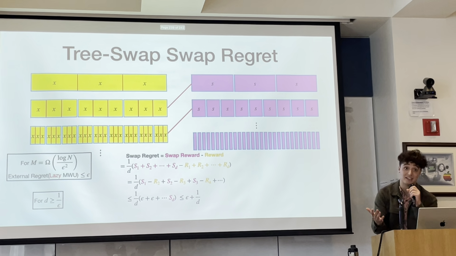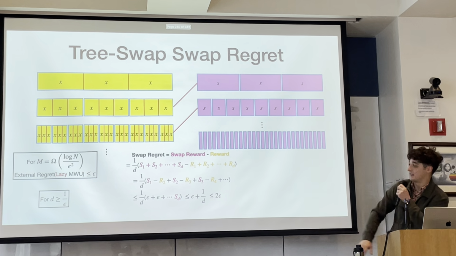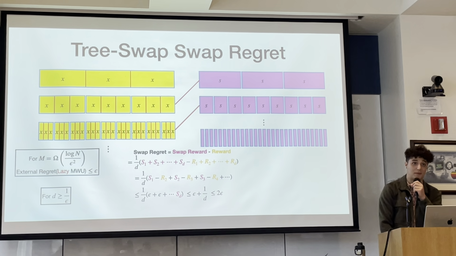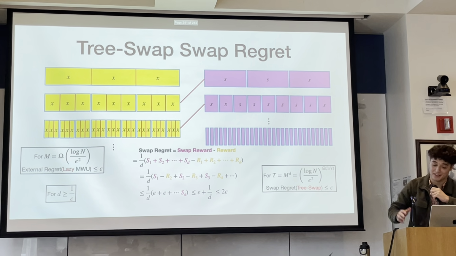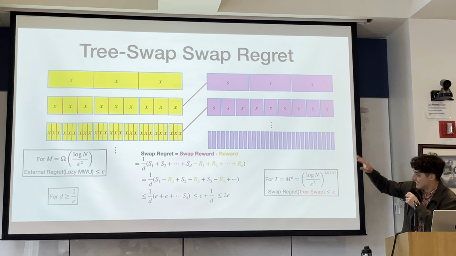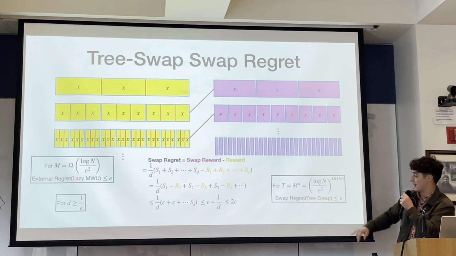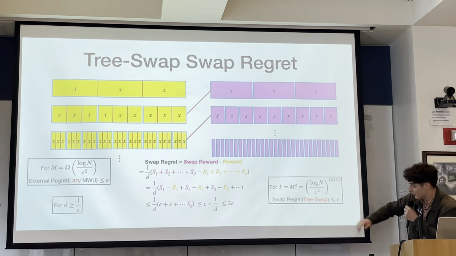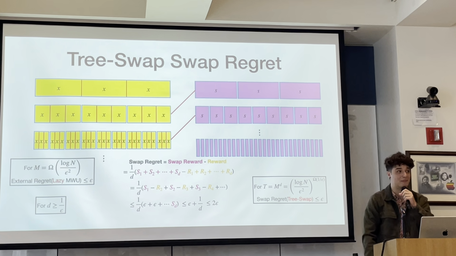So as long as we set d to be at least 1 over epsilon, this is going to be O of epsilon total swap regret. And because t is m to the d, as long as t is at least log n over epsilon squared raised to the power 1 over epsilon, we're going to get epsilon swap regret.